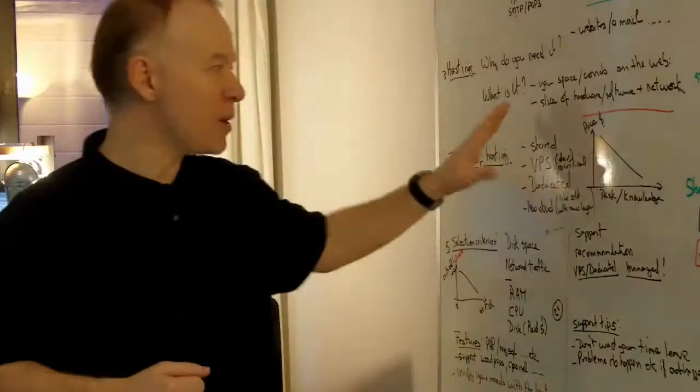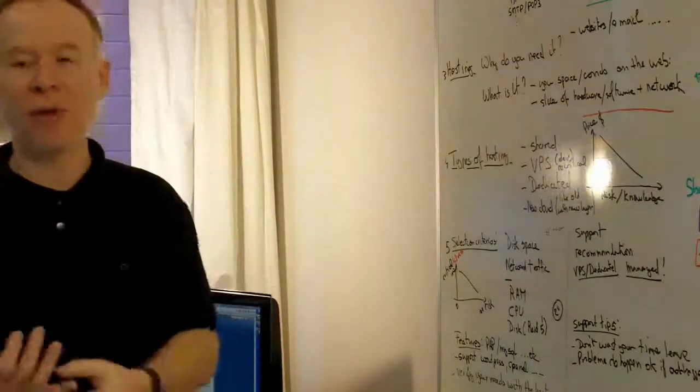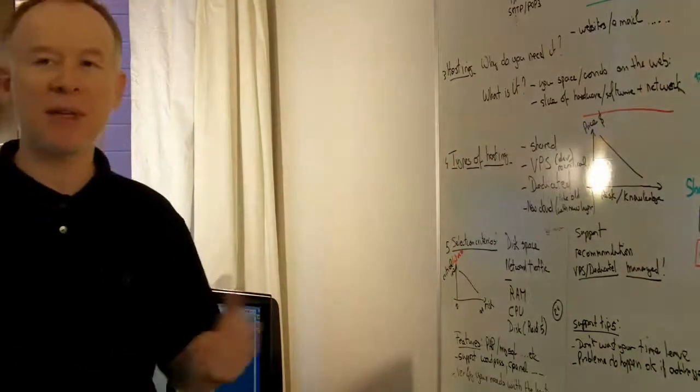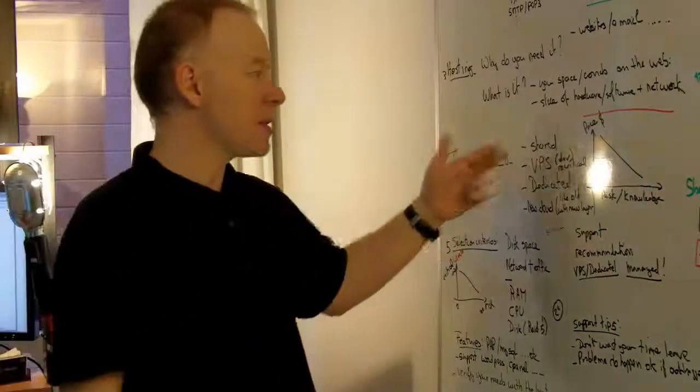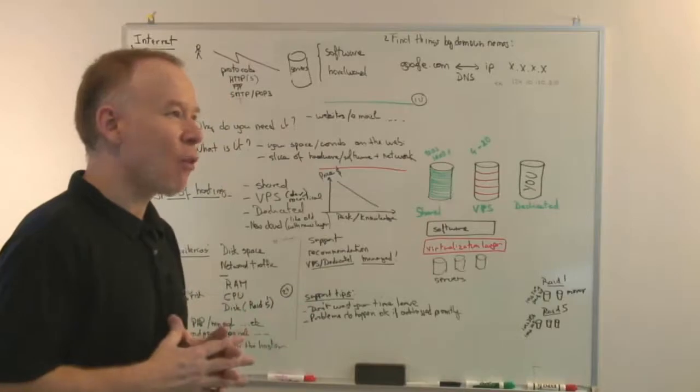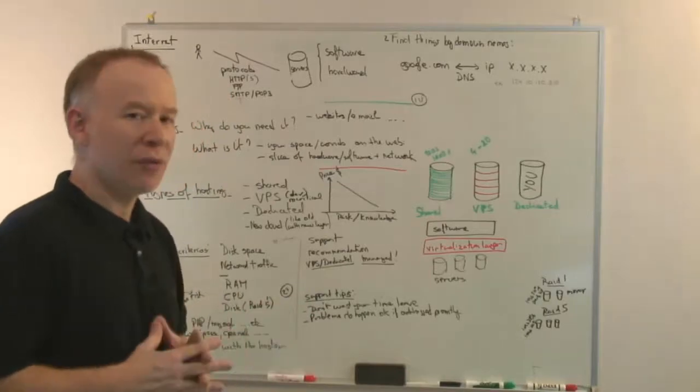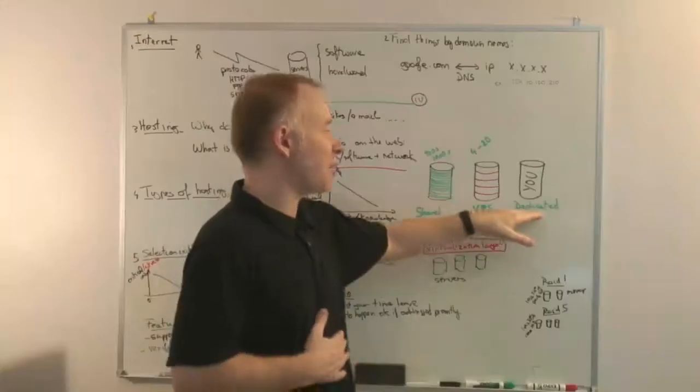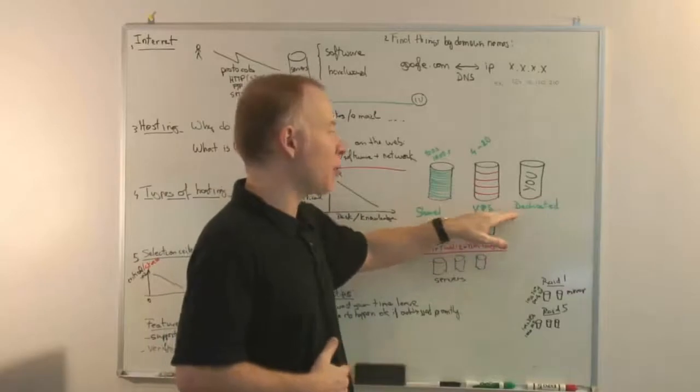Basically here are the choices. Between shared, a shared plan is $3, $4 a month, maybe $10 a month, $20 a month max. VPS solutions are typically more for non-critical things because a high-end VPS can cost as much as a dedicated. So you might as well go for a dedicated.